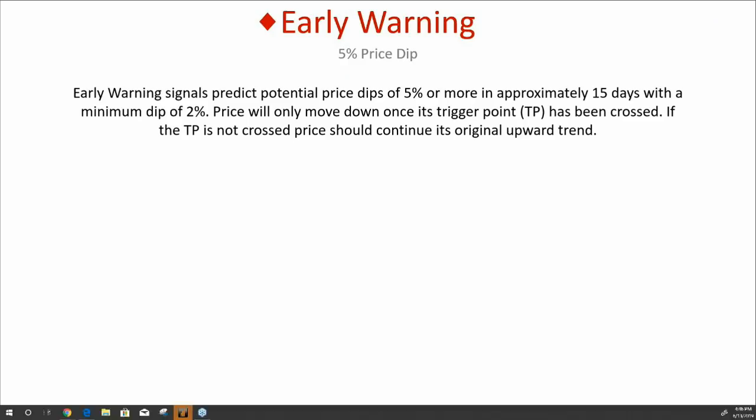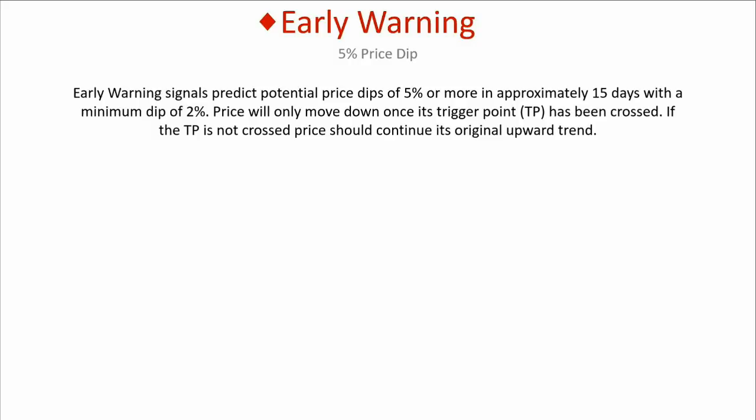Okay, so early warning signals. These are going to be represented by red diamonds above price on your chart. Early warning signals predict potential price dips of 5% or more in approximately 15 days with a minimum dip of 2%. Price will only move down once the trigger point has been crossed. If the trigger point is not crossed, price should continue its original upward trend.